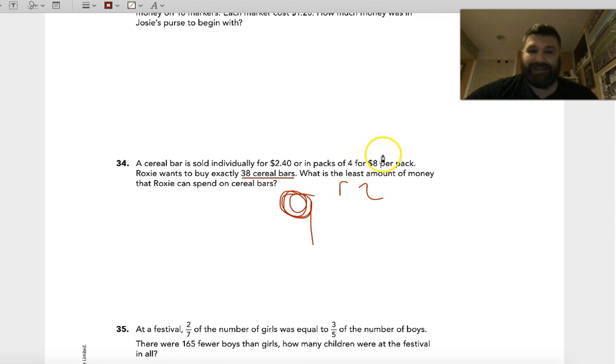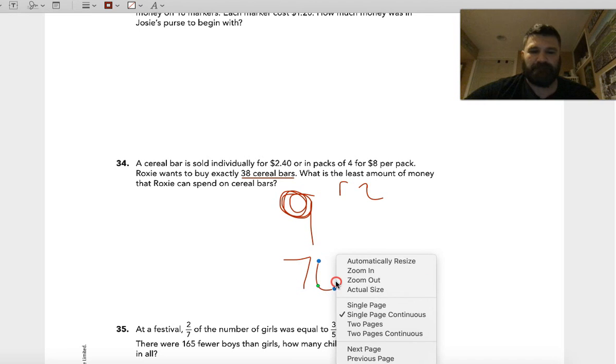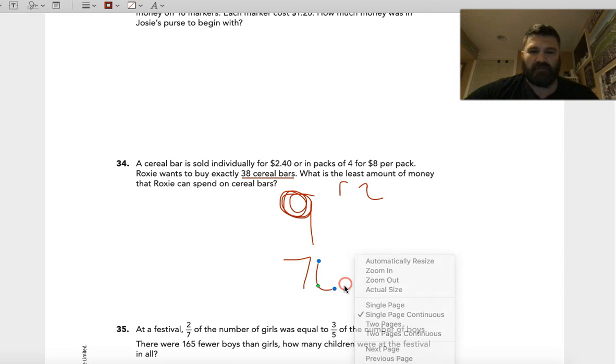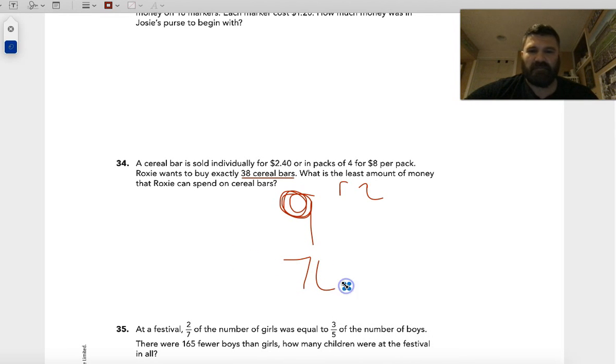So if I'm buying 9 packs of that, 9 times 4 is 36. What's 9 times 8? 9 times 8 is $72. It must be some good bars. It's not a 71, by the way.